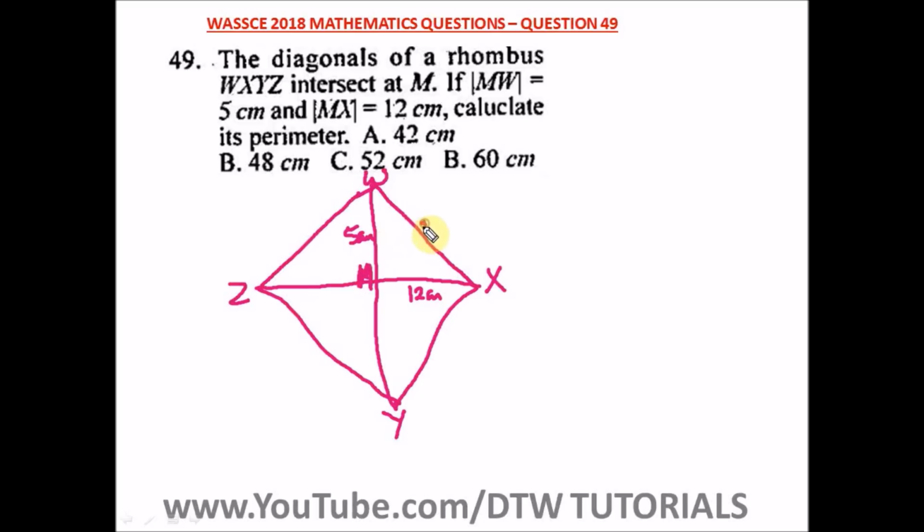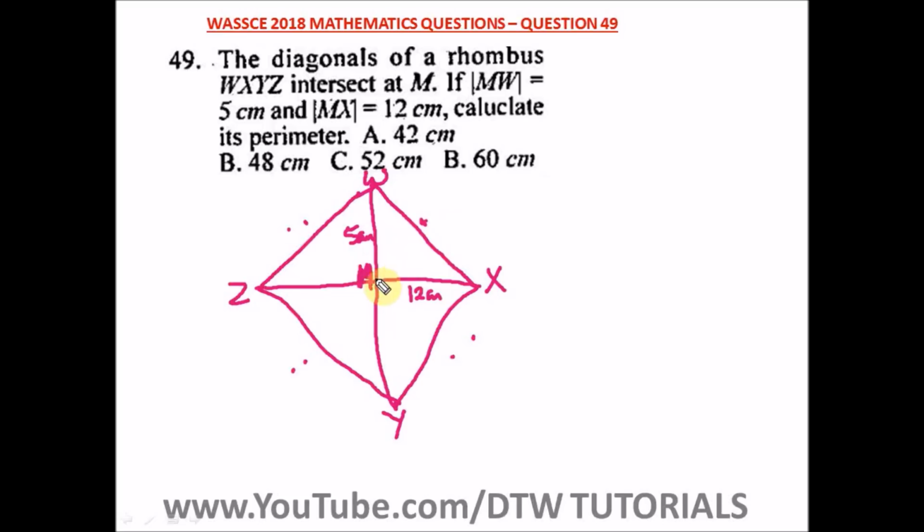Okay, once we get this side, we'll now multiply by what? 4. All right, because the sum of the sides of a rhombus is what? 4. Okay, it's a quadrilateral with all sides equal. So once we get this side, we know it is equal to this, is equal to this, is equal to this. So all we need to do is just multiply this side by 4.